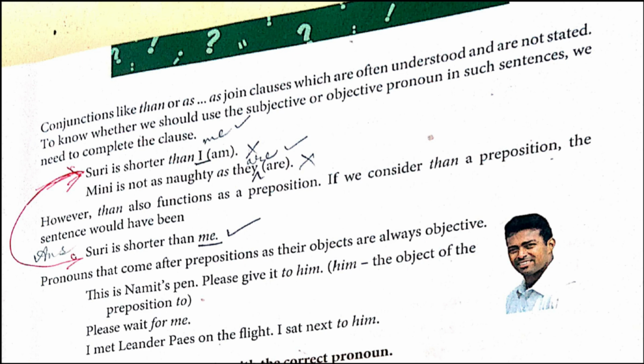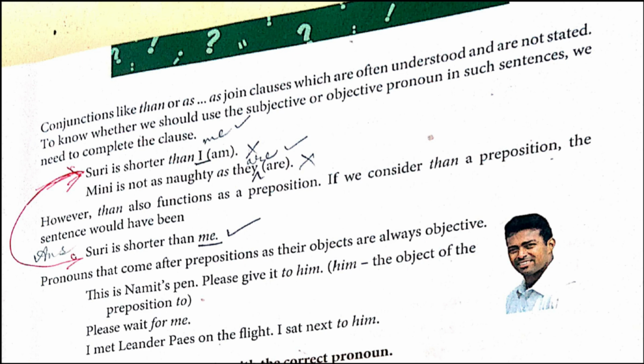Now your example is given. This is Namit's pen. Please give it to whom? To him. So him is the object of the preposition to. So before him, what is there? A preposition, to. So be cautious, careful. Next one. Please wait for me. So again, please wait for whom? For me. Before me, what is there? For. For is what? Again a preposition. But this chapter is pronouns, so you learn only where him will come and where me will come.